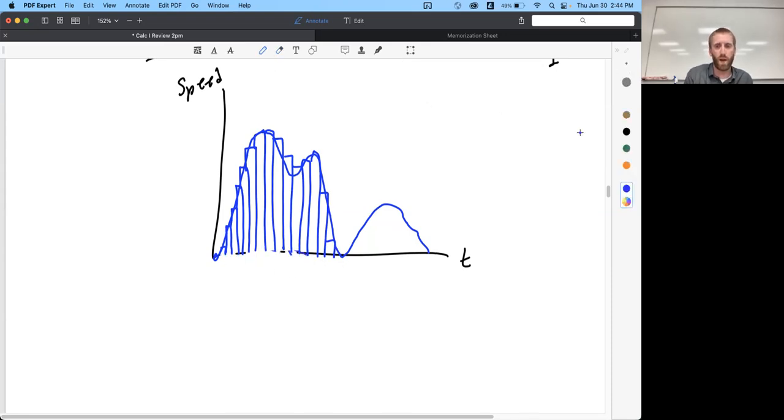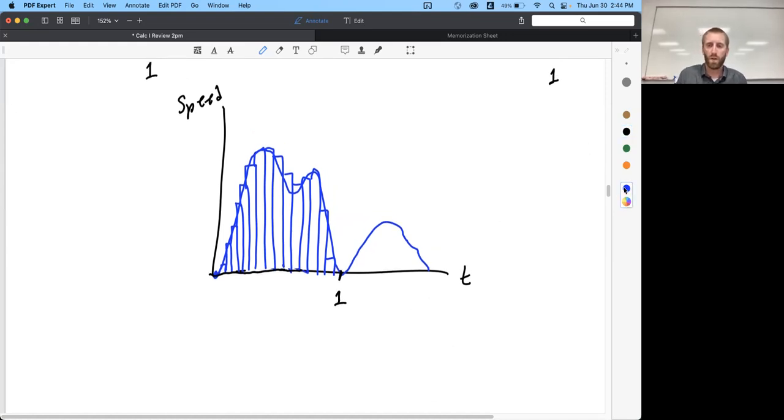So let's say that we have this sort of picture happening, and we want to know the area under the curve. And let's say that this right here is time 1. That's all I really care about. Well, I can think about the base and the height of each of those rectangles, because the area is going to be base times height.